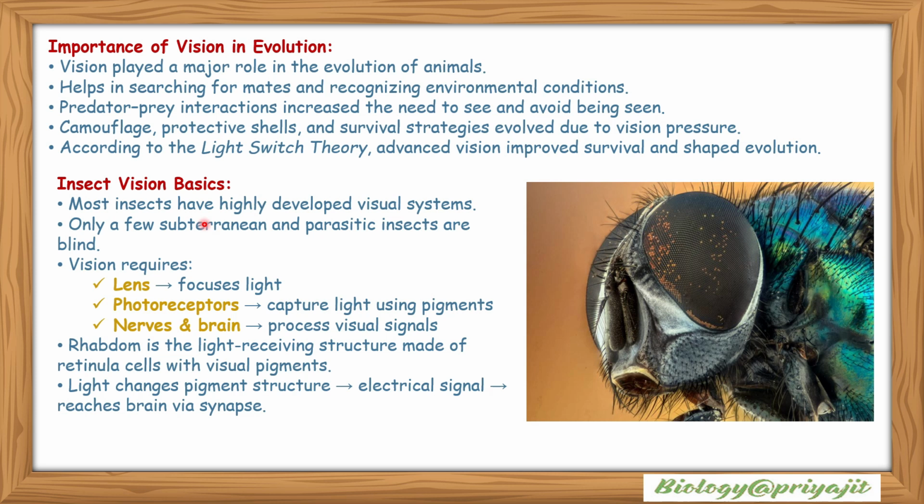Insect vision basics. Most of the insects have highly developed visual systems. Only a few subterranean and parasitic insects are blind. Vision requires first of all a lens to focus light, photoreceptors to capture light using pigments, and nerves and brain to process visual signals. Rhabdom is the light receiving structure made up of retinula cells with visual pigments. Light changes pigment structure. It will convert into an electrical signal which reaches the brain via the synapse.